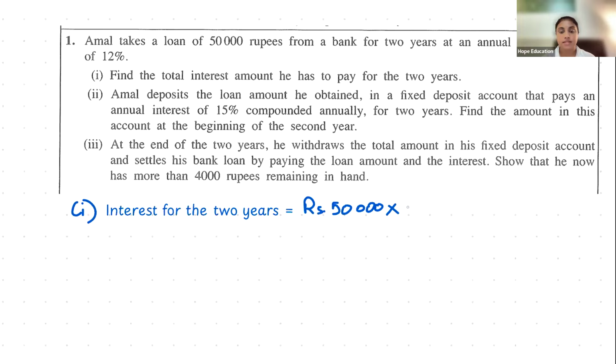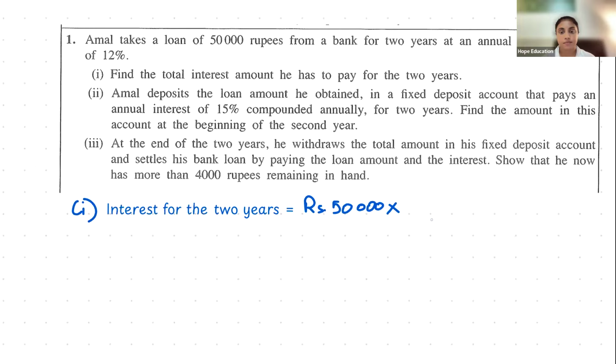Interest rate is 12%. And for how many years? For 2 years. Then we multiply, and you get the interest for 1 year, right? So if I want to find the interest for 2 years, I can take that answer and multiply it by 2. But we can also do it in one step by multiplying by 2.